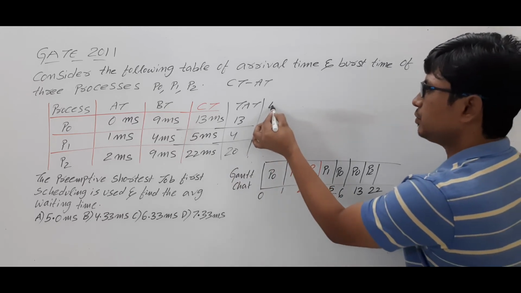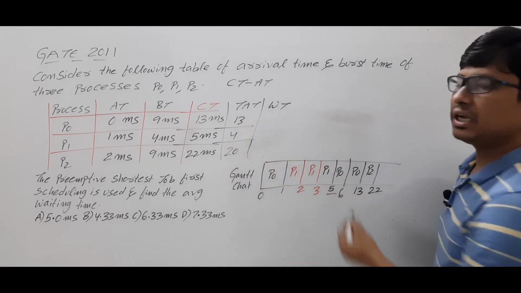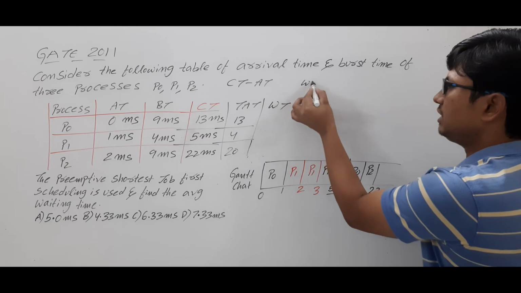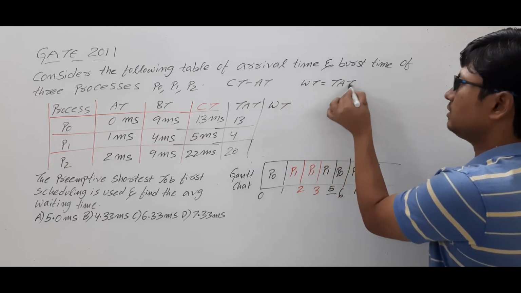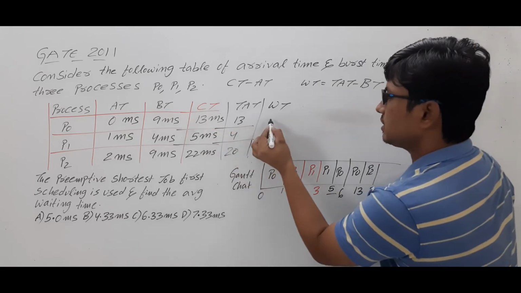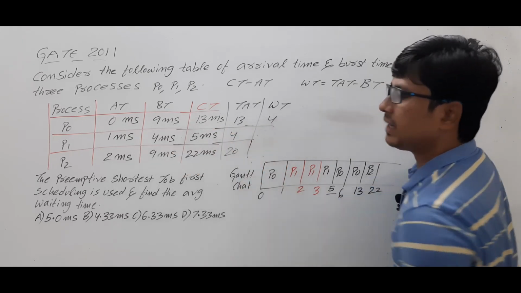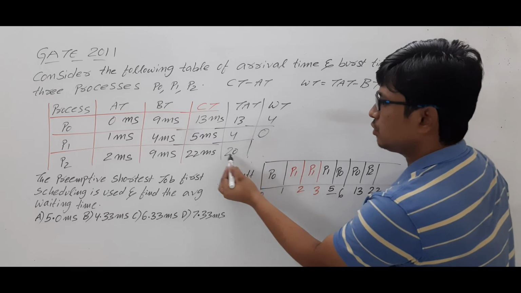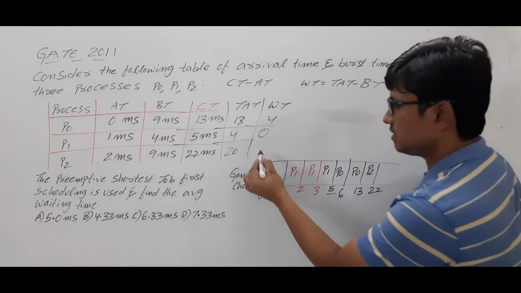Now we need to compute the waiting time. How can we compute the waiting time? Waiting time is equal to turnaround time minus burst time. 13 minus 9 is 4. 4 minus 4 is 0. 20 minus 9 is 11.